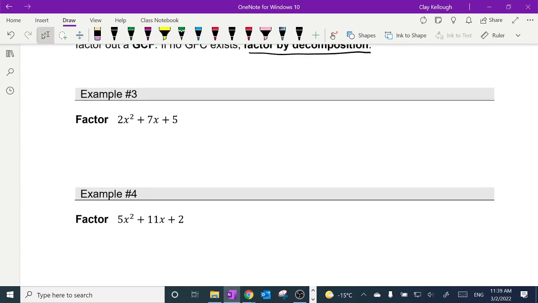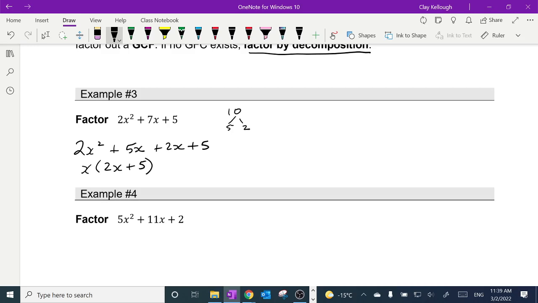All right, 2 times 5 is 10. What two numbers times to make 10 and add to make 7? Well, it's obviously 5 and 2. So this is going to be 2x squared, I'll say plus 5x plus 2x plus 5. What can I factor out of the first two things? I can factor out an x.